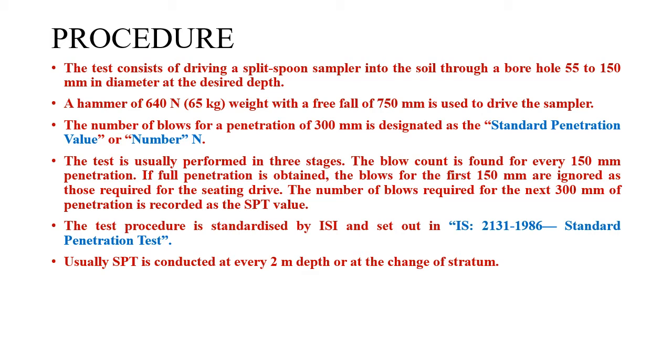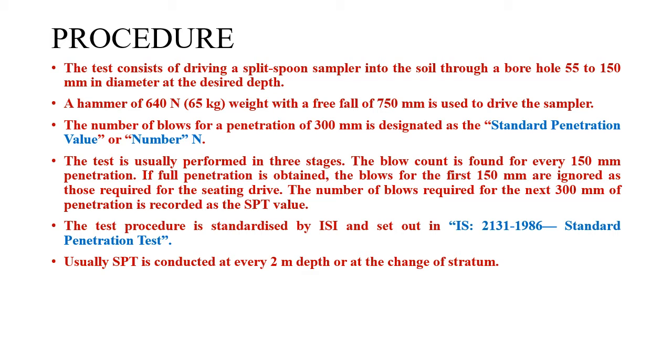Now that number of blows required for the remaining 300 mm penetration of the soil will be recorded as the SPT value, or the standard penetration number N. At whichever depth you are conducting the SPT test, you will keep the sampler in contact with that depth. If you are going to conduct the test at 1 meter depth, you will keep the sampler in contact at the bottom of the borehole at 1 meter, and then you will start applying the penetration by the hammer blows.